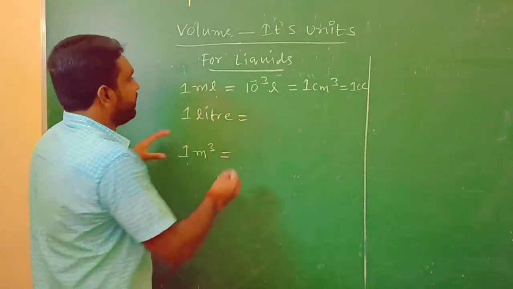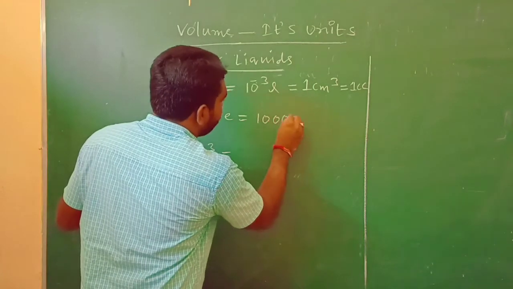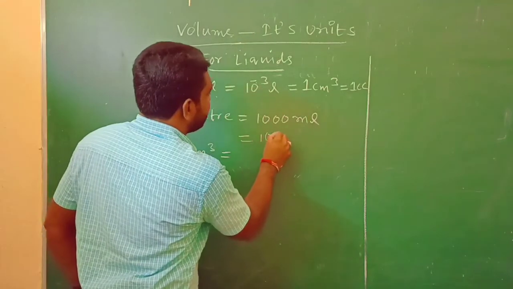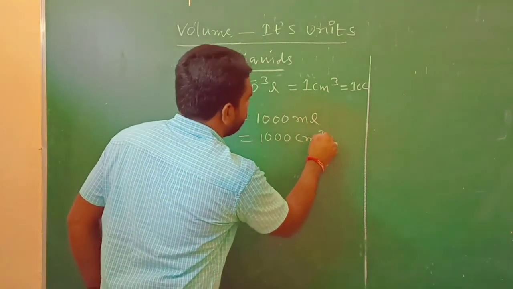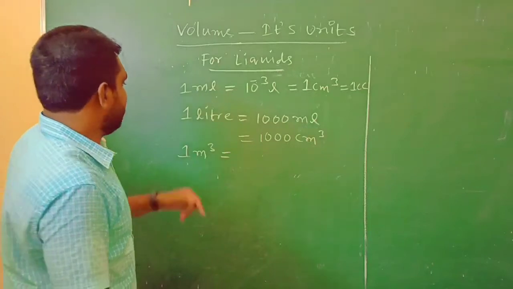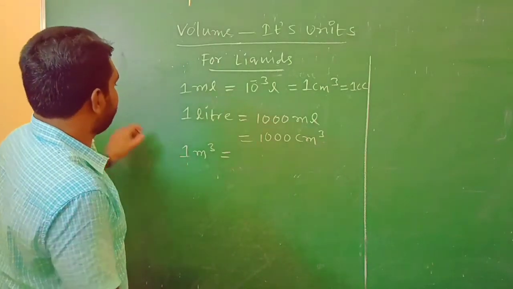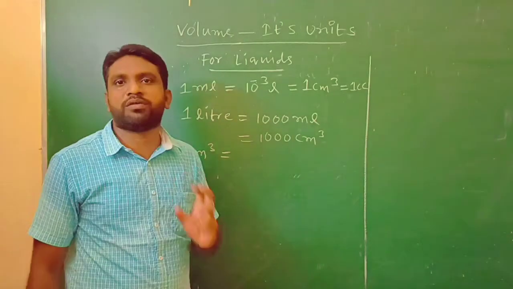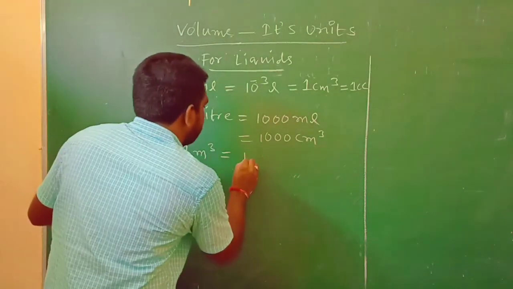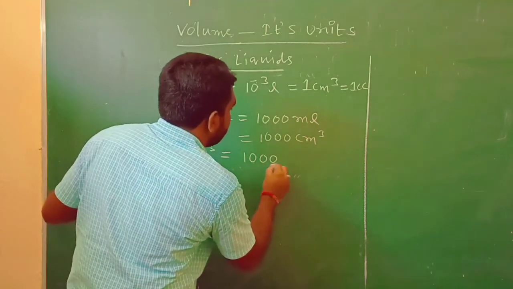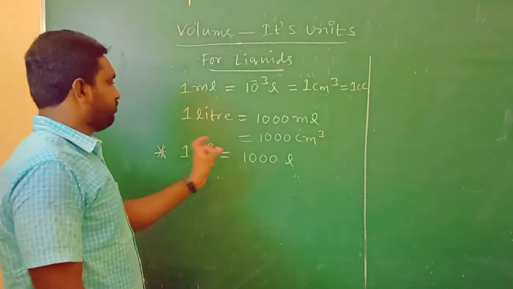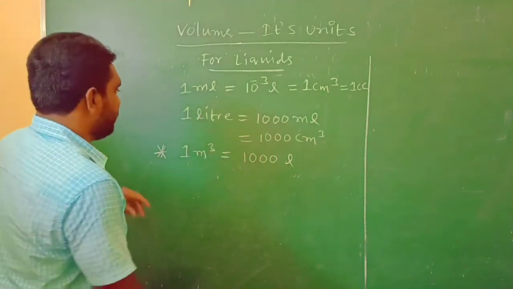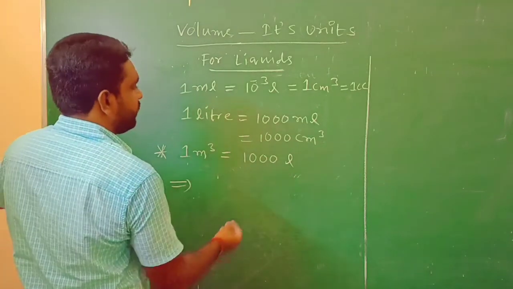Okay. So 1 liter equals how many milliliters? 1000 milliliters. So it can also be written as 1000 cubic centimeters. And the last one is very important. For competitive exams, everyone should remember this one. 1 meter cube, or 1 cubic meter, equals 1000 liters. How much? 1000 liters. Everyone should remember this: 1 meter cube of volume equals 1000 liters.